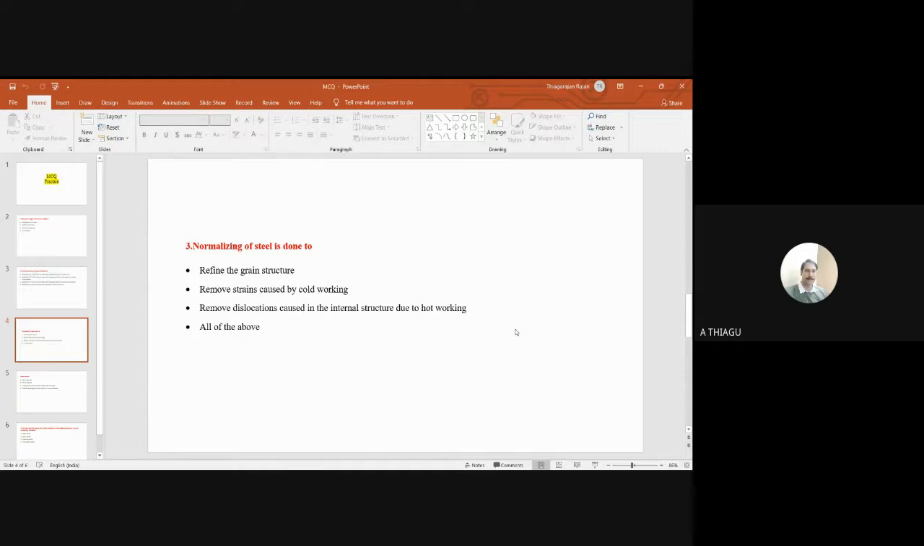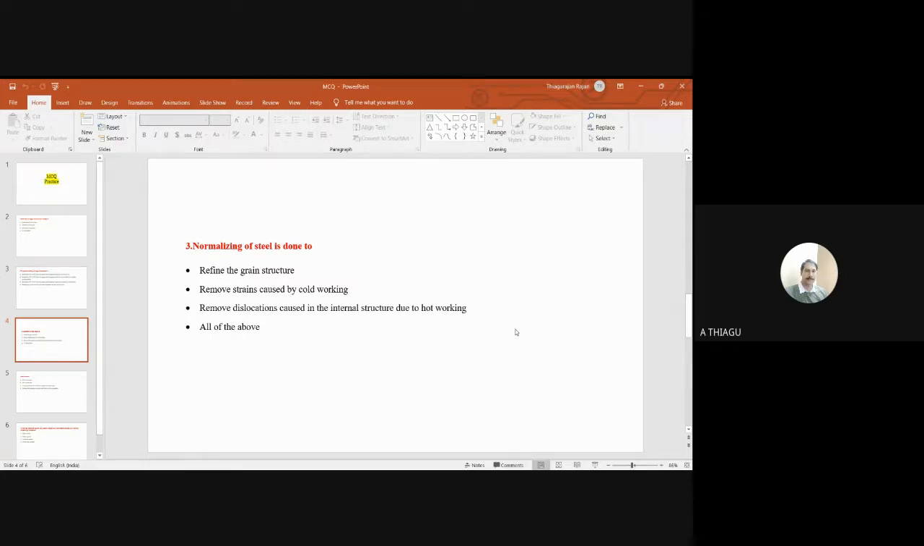Normalizing of steel is done to which one is correct? Whether we have to refine the grain structure, remove strains, remove dislocation, or all the above. Which one is correct? Normalizing means the sample should be heated and allowed to cool by means of air cooling. Okay, so what is the objective, what will the answer be?